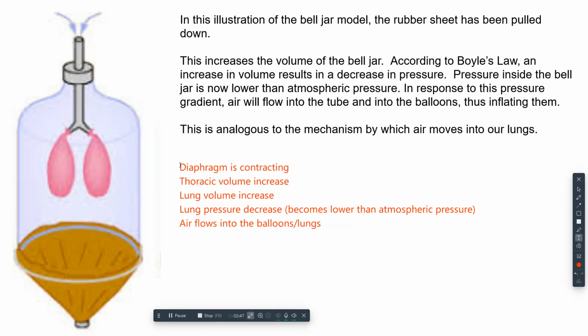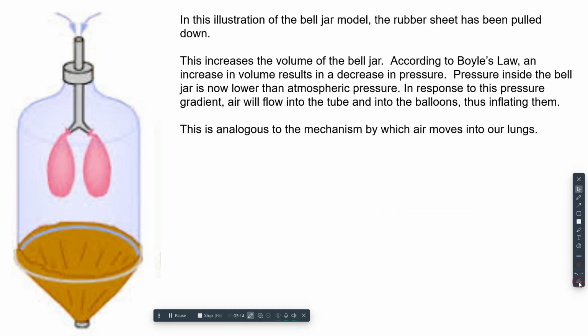So that's what we're representing here, folks. By pulling down on the diaphragm here, we're representing diaphragmatic contraction, making the bell jar volume increase. That's what thoracic volume is. Making the lung volume increase. That's what the balloons are. Making the lung pressure decrease, and then air goes in. So we can model what's going on in our own body with this neat little apparatus.